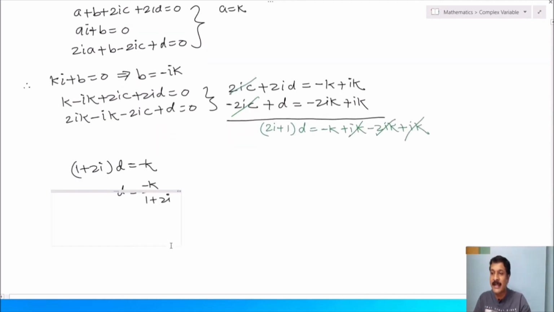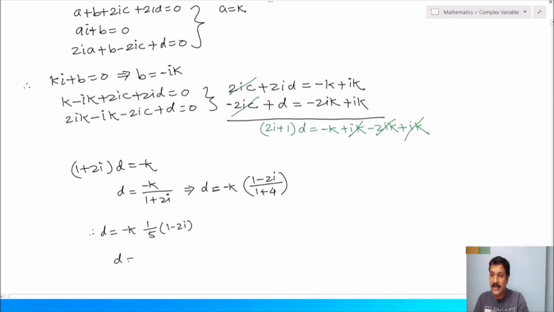The same value I can write as D equal to minus k times (1 minus 2i) upon real part square plus imaginary part square, and therefore what is the value of D? This is minus k, and here I am getting 1 by 5, (1 minus 2i). So D equal to minus k by 5 times (1 minus 2i).